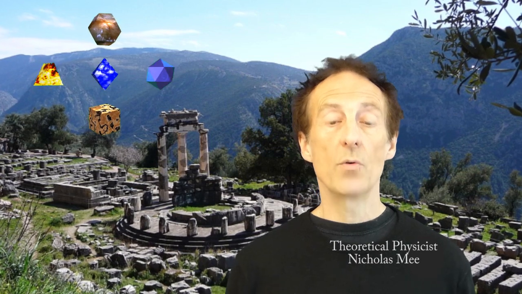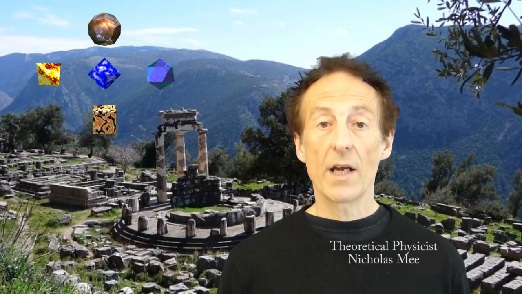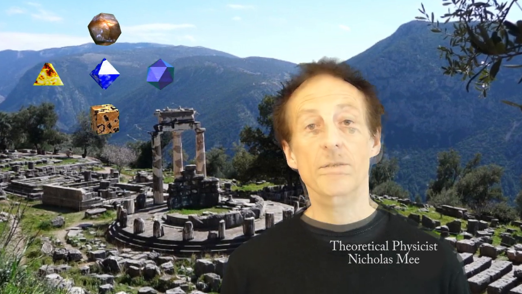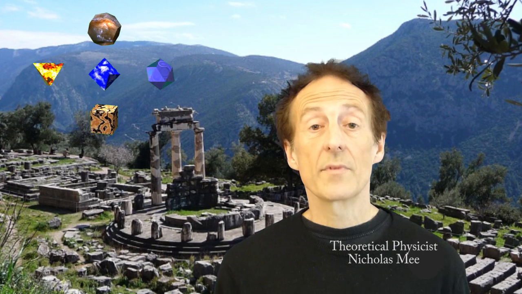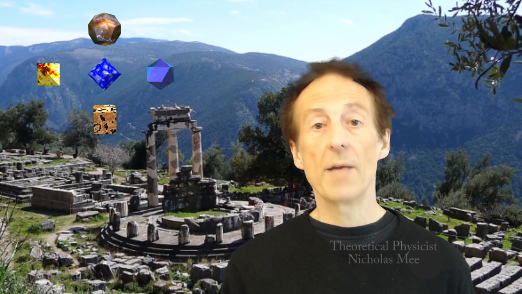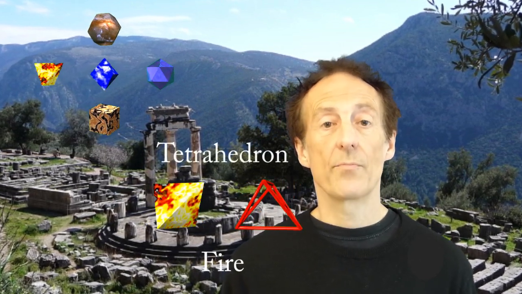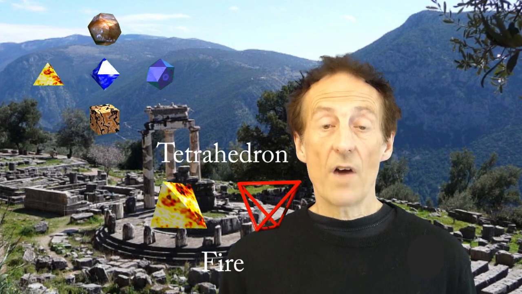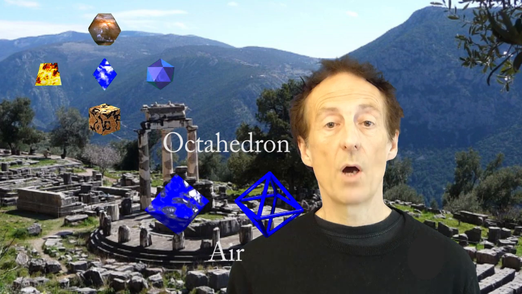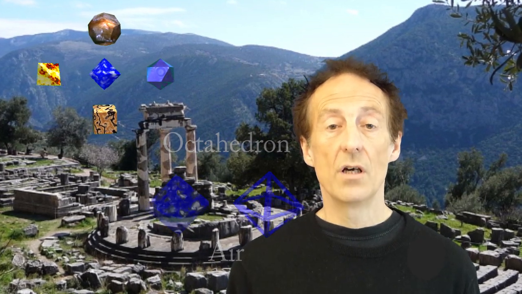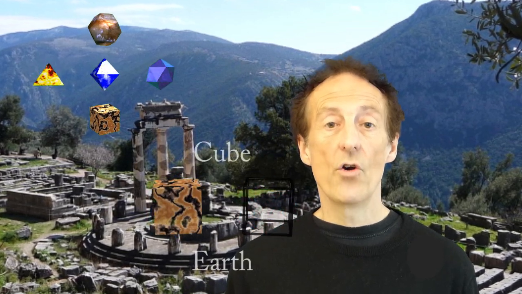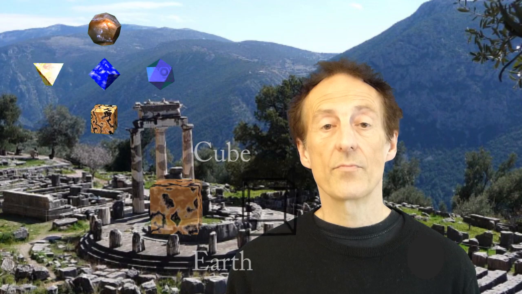has fundamental components that are in the shape of the regular polyhedra, and this is why the regular polyhedra are now known as the Platonic solids. In Plato's scheme, each of the elements was identified with tiny components in the shape of one of the regular polyhedra. So fire was composed of tiny tetrahedra, air was composed of tiny octahedra, water was composed of tiny icosahedra, and earth was composed of tiny cubes.